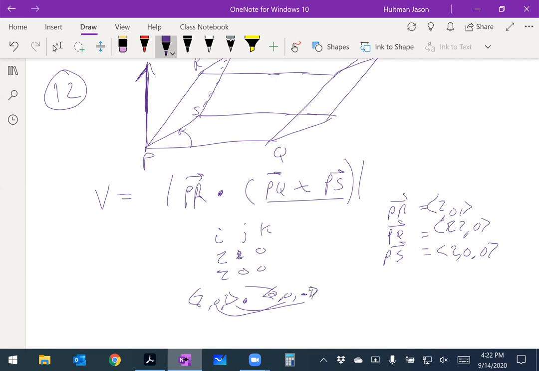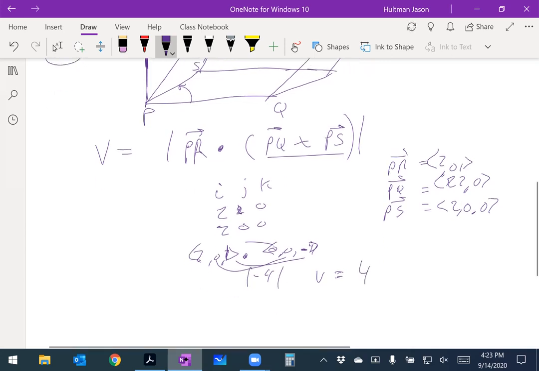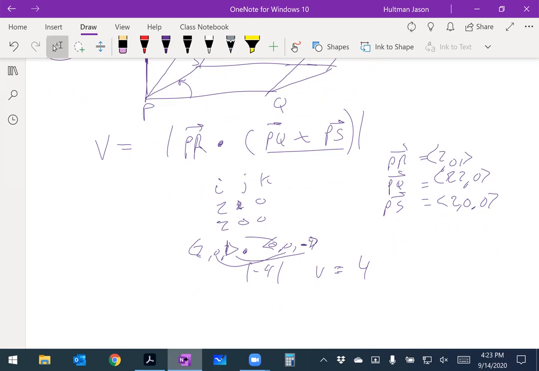Because it's 2, yeah, negative 4. So then this is 1. So this is negative 4. So the volume, though, has to be a positive result because it's the absolute value of that. And so it's 4. Okay, so that's how you do that one.